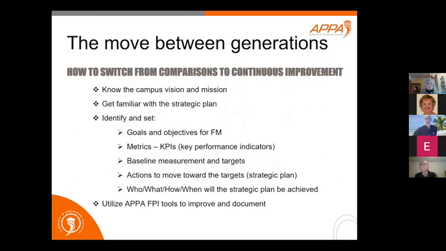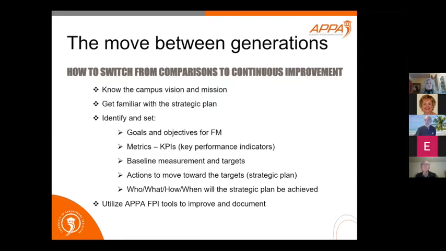But our goal here is really to move between the generations. And so I want to try to convince you to move from just comparing yourself to the university down the street to where you're comparing against yourself in a continuous improvement cycle. So the most important thing you need to do is to ask these major questions. You need to know what your campus vision and mission is. Every university should have some kind of mission and vision. If you don't know what they are, I certainly hope your boss knows, or someone further up in the chain.